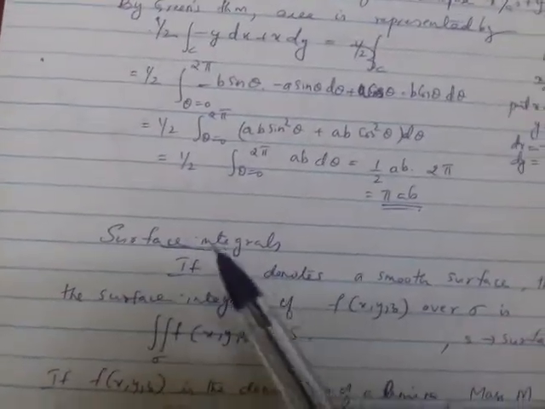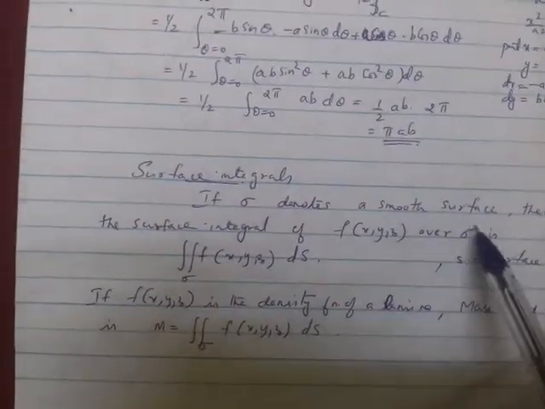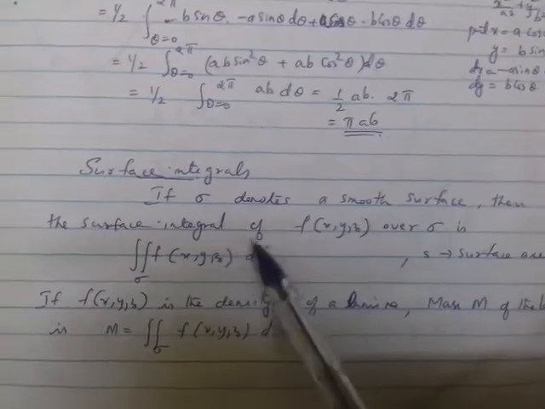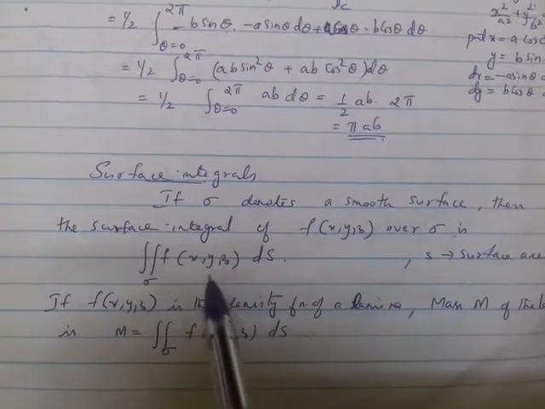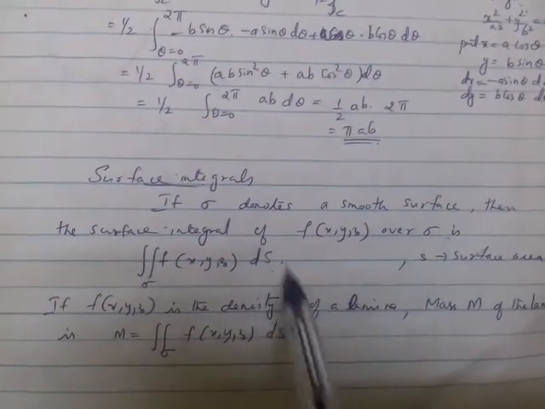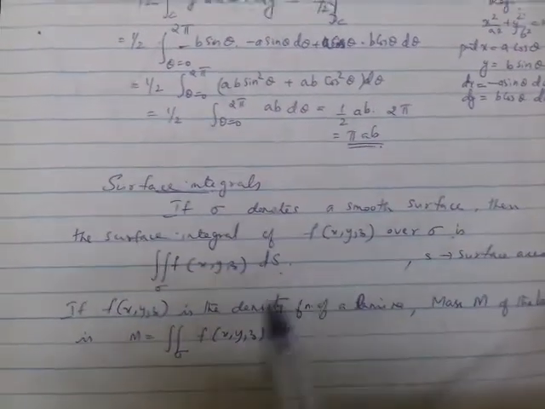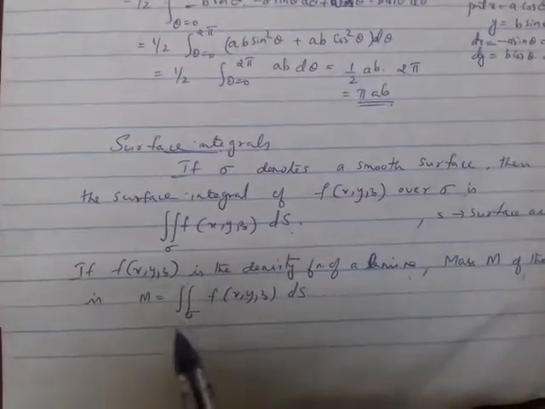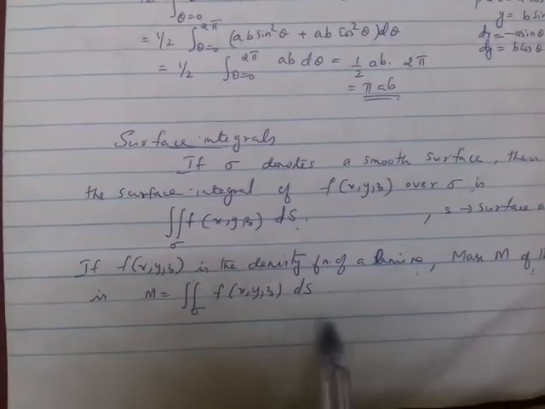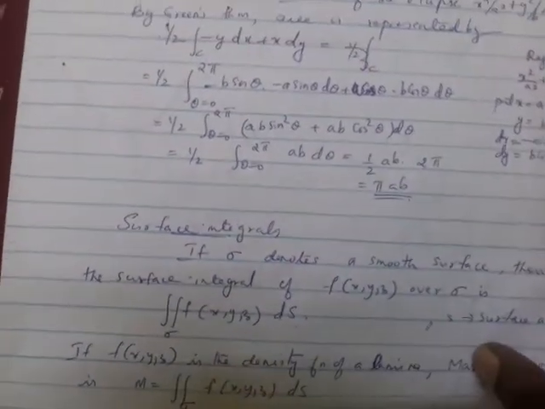Okay. So next is surface integral. What is meant by surface integral? If sigma denotes a smooth surface, then the surface integral of f of x y z over sigma is denoted by double integral over sigma f of x y z ds. This is the surface integral. What is S? S means surface area. And its application is if f of x y z is a density function of a lamina, then mass of the lamina is double integral over sigma f of x y z ds. That surface integral ആയിരിക്കും അതിൻ്റെ mass, where f of x y z is the density of the lamina.